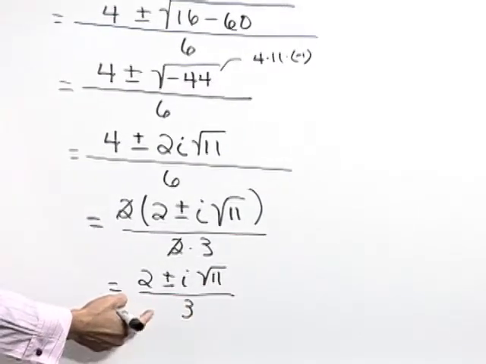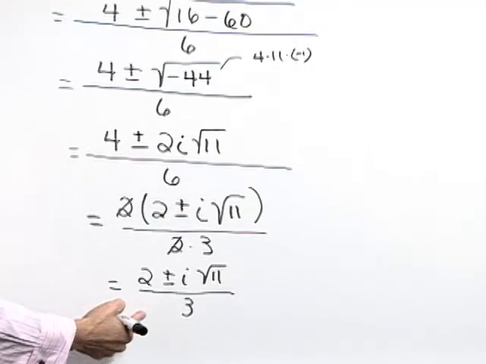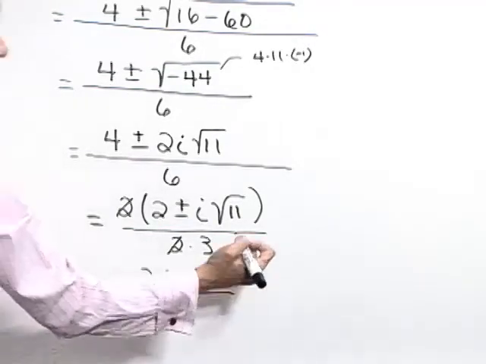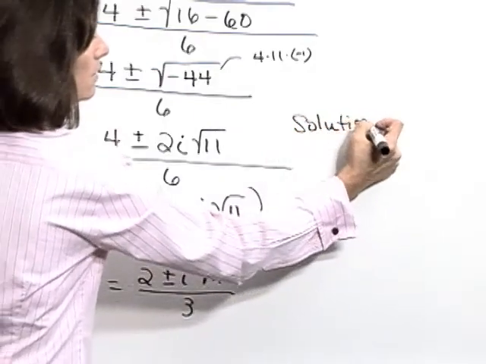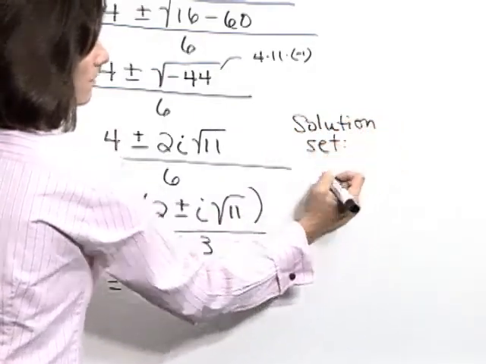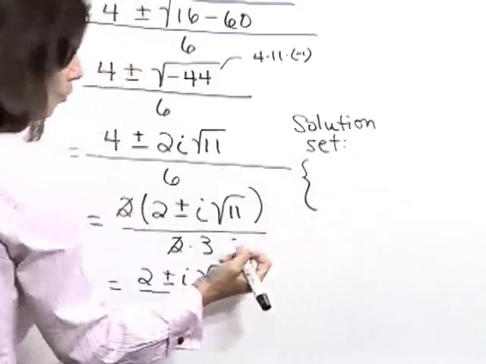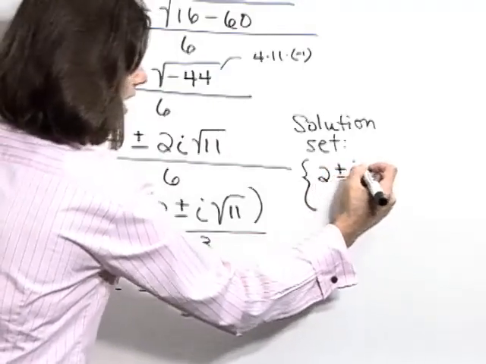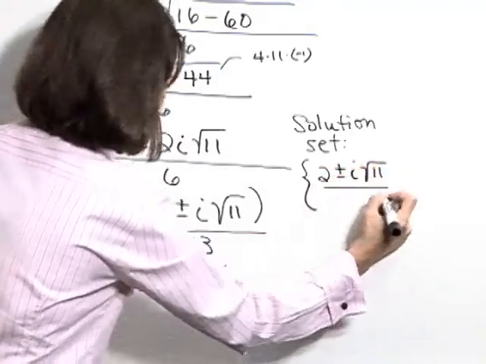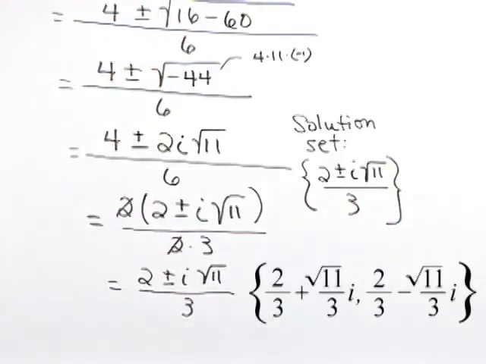Now, it's always wise to check both of these solutions in your original equation, and that check is going to verify that our solution set does include both of these. And I'm going to write these as one statement: 2 plus or minus i times the square root of 11 all over 3.